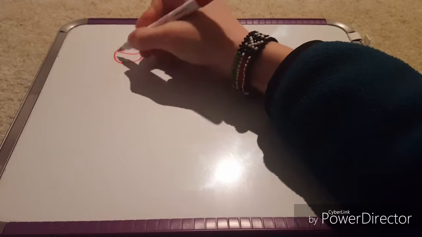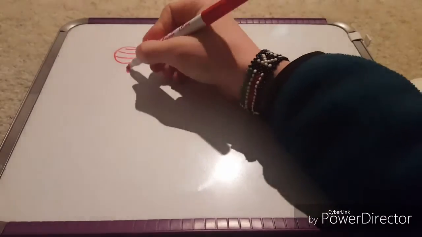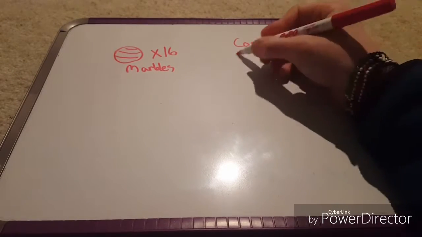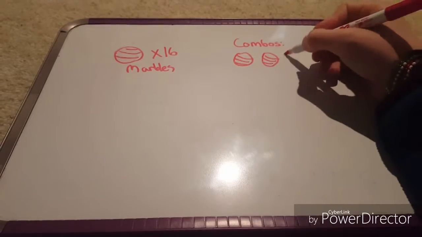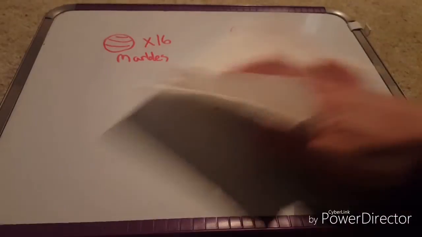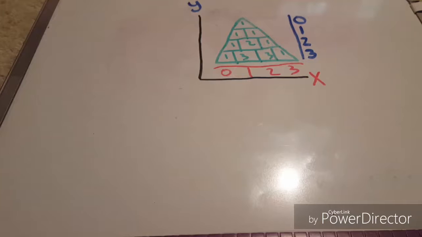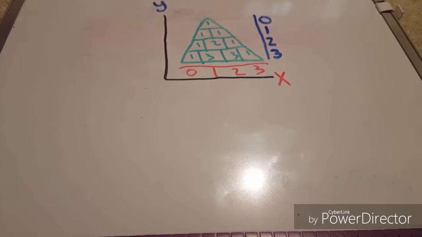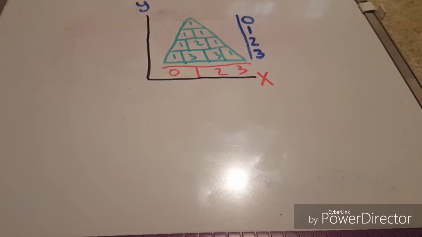Alright, now we're going to do an example problem. You have 16 different colored marbles. How many different ways could you choose 3 of them, ignoring the order that you select them in? The 16 marbles can be represented as 16 on the y-axis of Pascal's triangle. In addition, the 3 marbles chosen can be represented as a 3 on the x-axis of Pascal's triangle.